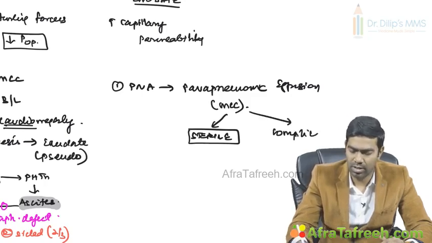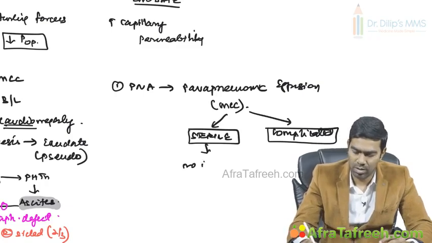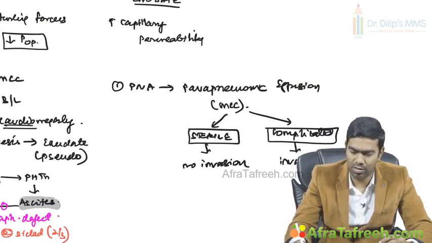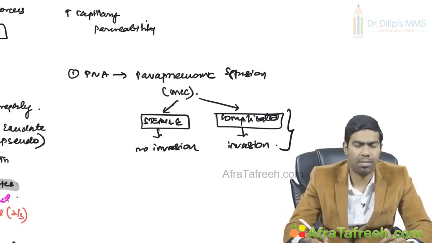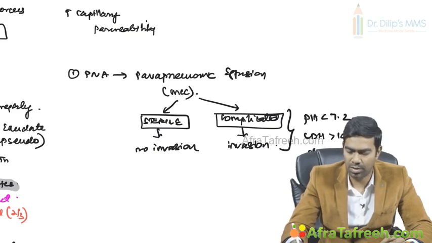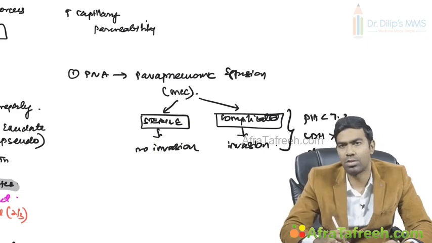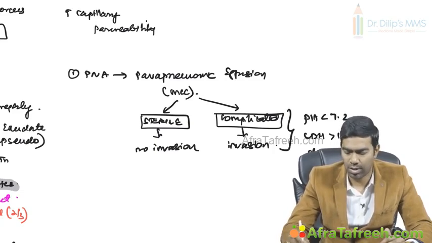Or you might get a complicated parapneumonic effusion where the organism starts invading the pleural space. So if it's complicated, it means there will be invasion of organisms into the pleural space. I already told you the signs of a complicated parapneumonic effusion in the pneumonia chapter itself, where pH will be less than 7.2, LDH may be more than 1000, or culture sensitivity may be positive, or even the gram stain of certain organisms may be positive. I'm not saying gram-positive organisms; in some cases the organism is seen on gram stain in the pleural fluid. Clear? So this is what we call a complicated parapneumonic effusion.